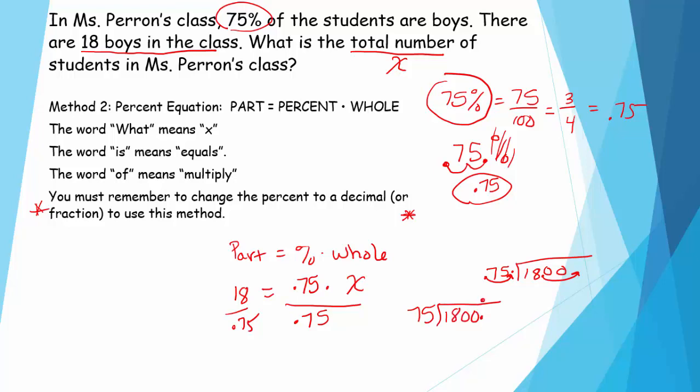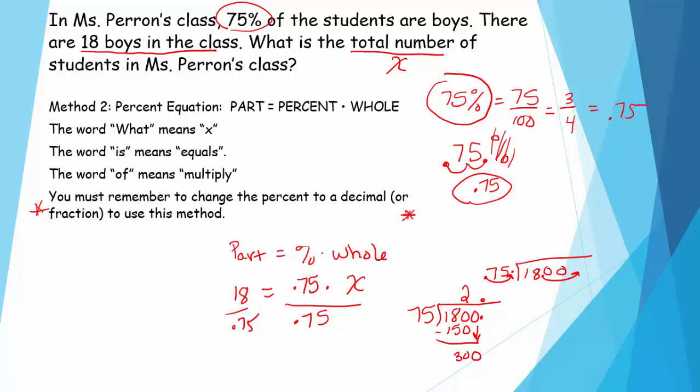Move that decimal point right up. How many times does 75 go into 180? That's going to be twice. 2 times 75 is 150. Subtract off. You're left with 30. Bring down your 0. You may use a calculator to help you. I just didn't bring one home.